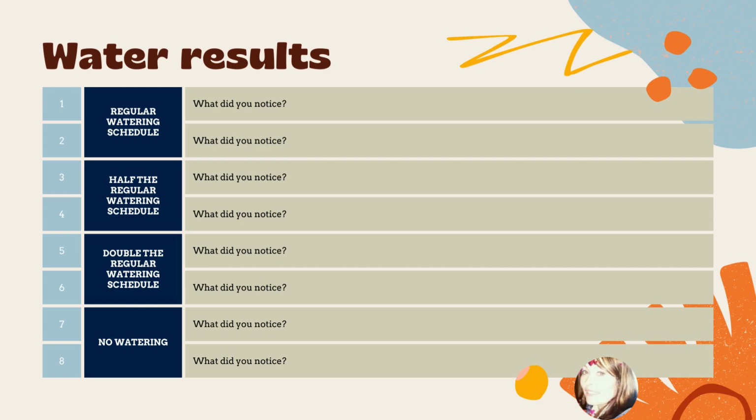On water results, I have left a diagram that you can print out down in the resources under this course, where you can notate the regular schedules of watering. And then you write the results of what you notice each time. There'll be the regular watering schedule, half the regular watering schedule, double the watering schedule, and no watering. You write it down and adjust. Once you get it started, you'll start to get a regular schedule.